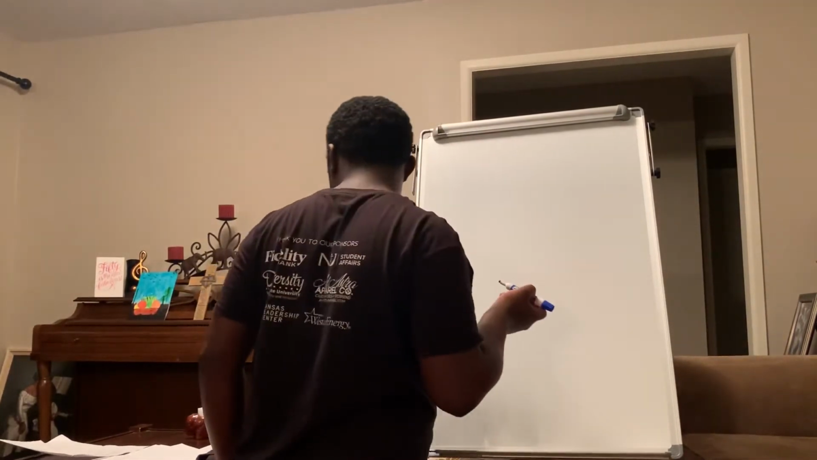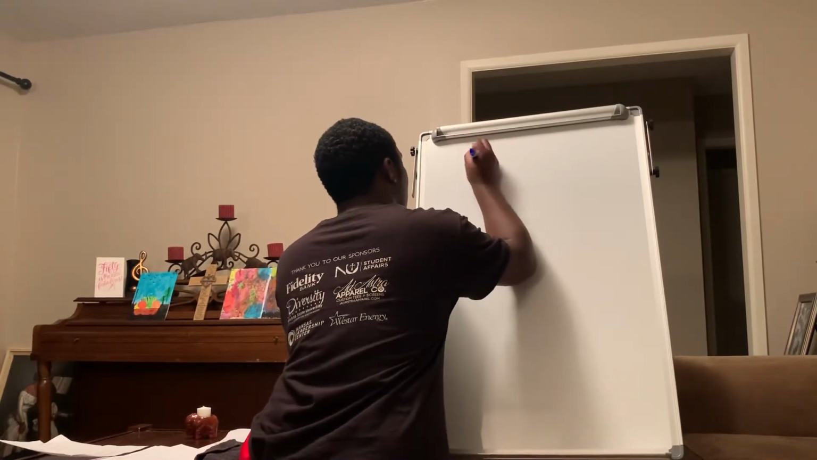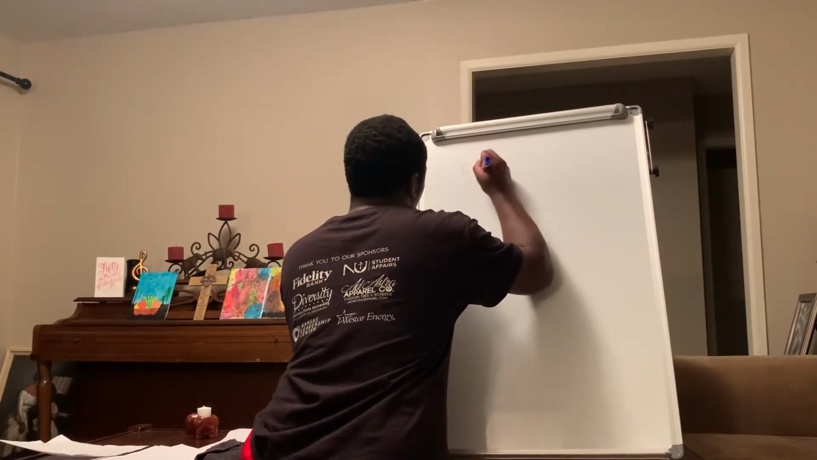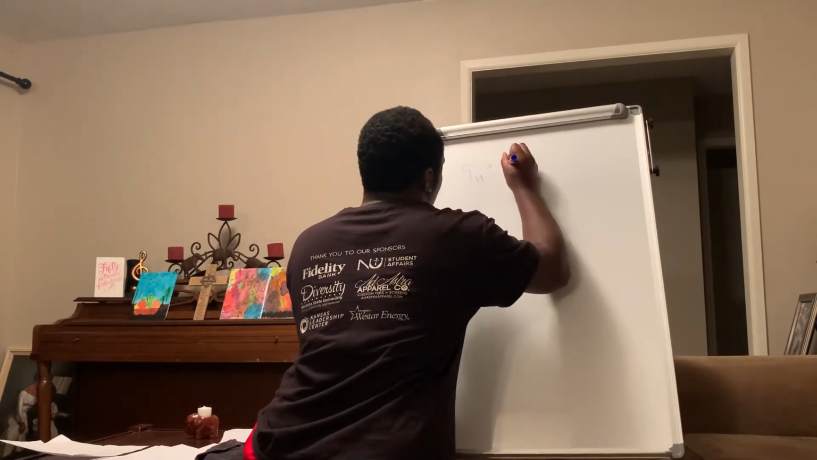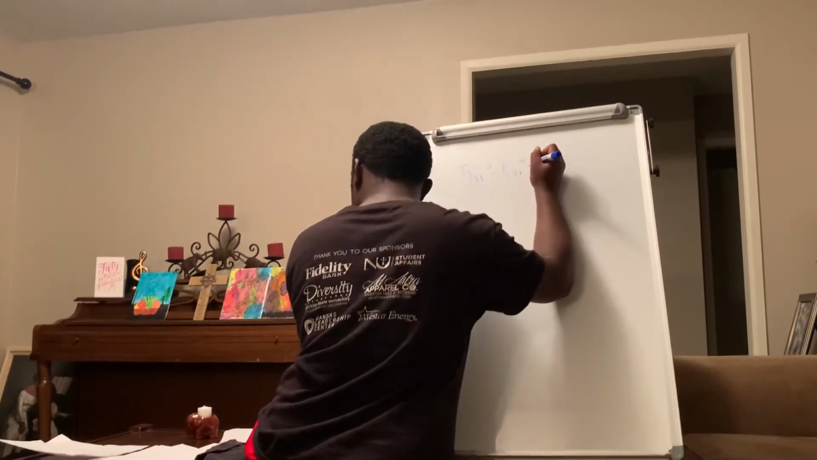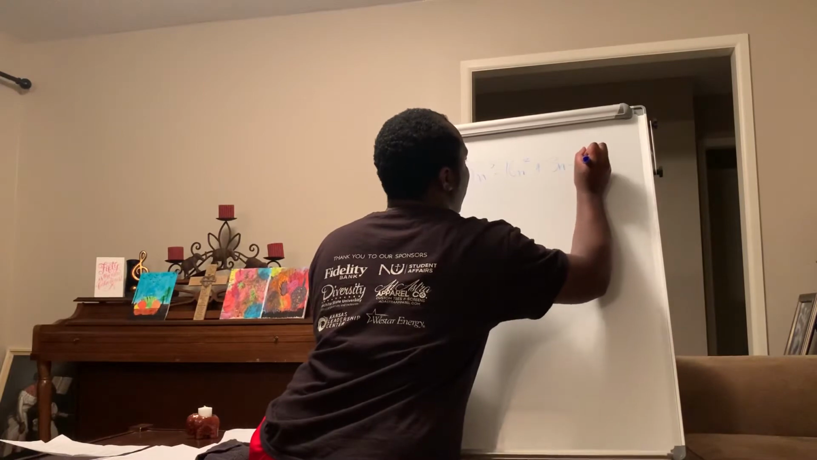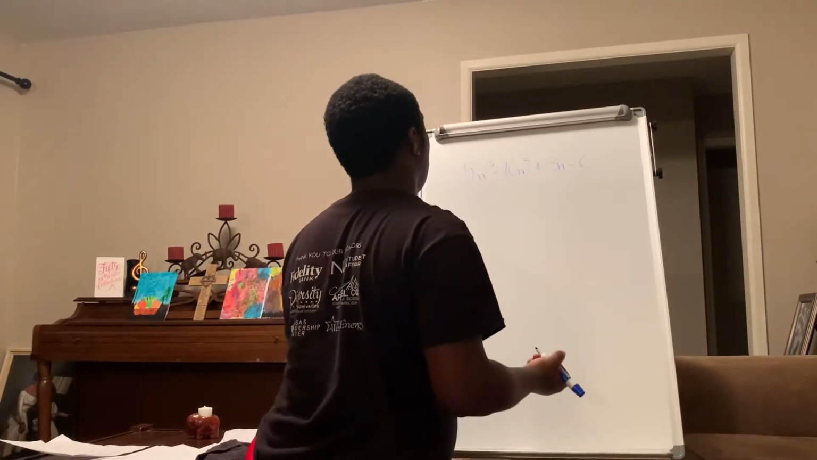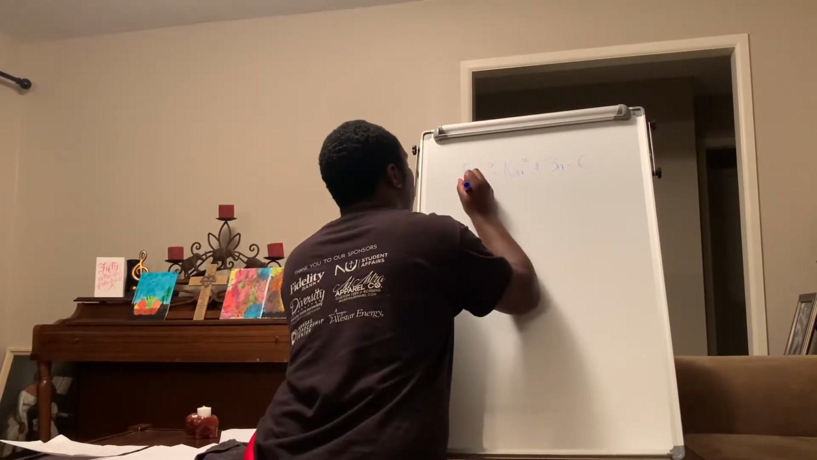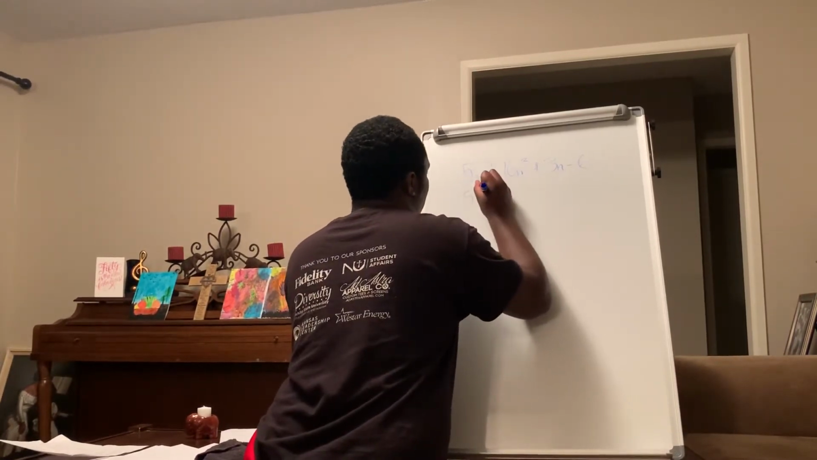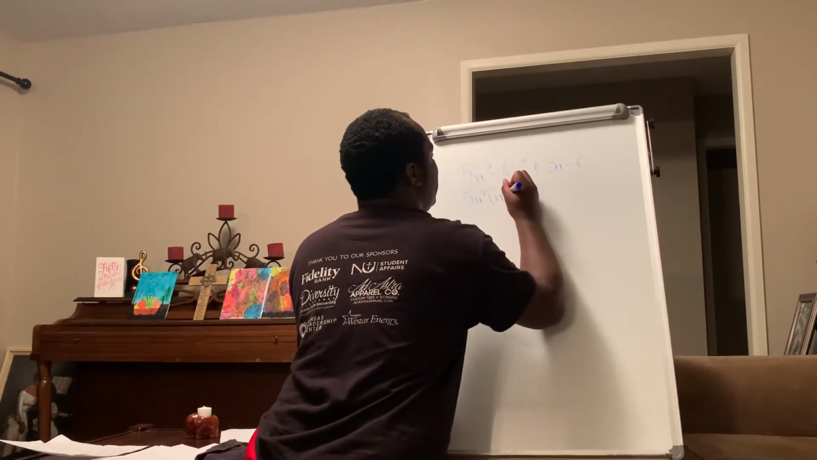The next question I have is 5n to the third minus 10n squared plus 3n minus 6. So out of these two, what I have in common is 5n squared. So then I'll have n minus 2.